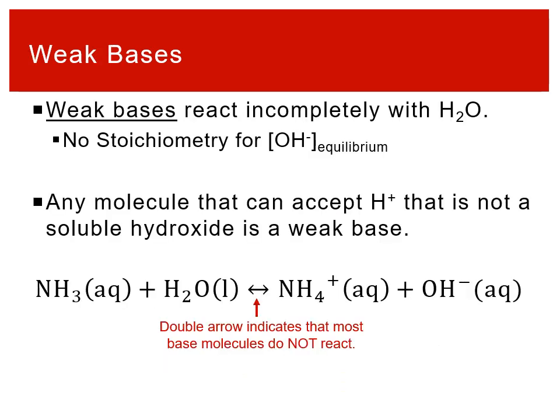Weak bases are the same idea. Weak bases react incompletely with water, so you cannot use stoichiometry to determine how many hydroxides are created. And again, a weak base is any molecule that can accept an H+ that is not a soluble hydroxide. So all of the nitrogen bases are weak bases. It was just group 1A and 2A metals paired with hydroxides where your strong bases are. Everything else is a weak base. So all the other hydroxides, like iron hydroxides, are going to be weak. And then nitrogen bases and any anion that can accept an H+ is going to be a weak base. You've got to use equilibrium.